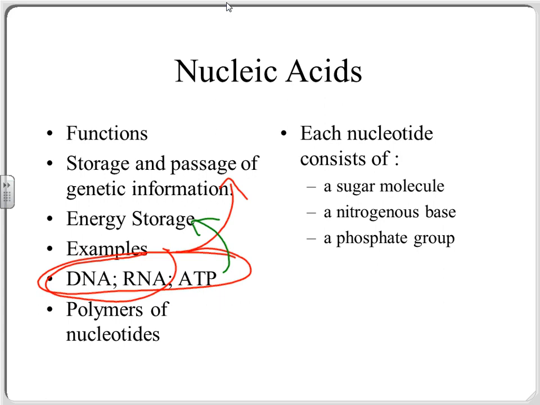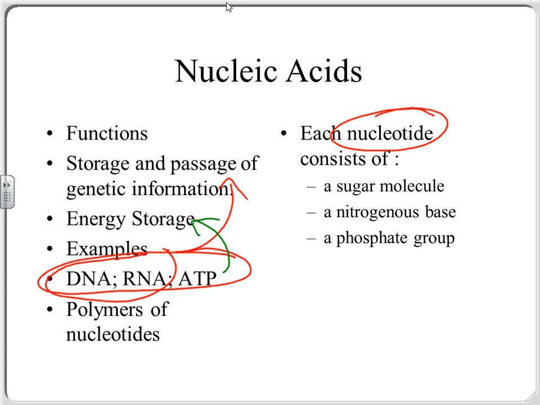Nucleic acids, all of them except ATP at least, are polymers. Big, long molecules made of monomers. The monomers that make up nucleic acids are called nucleotides. What are the monomers that make up proteins called? Amino acids. What are the monomers that make up polysaccharides called? Monosaccharides.